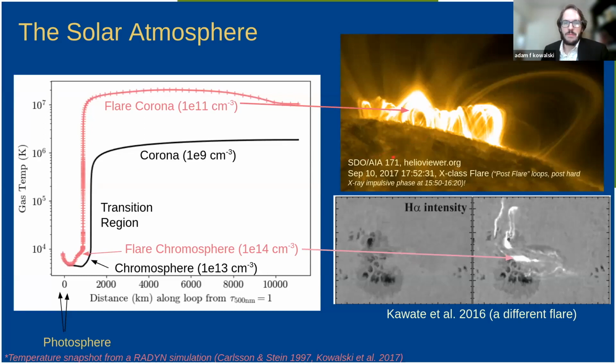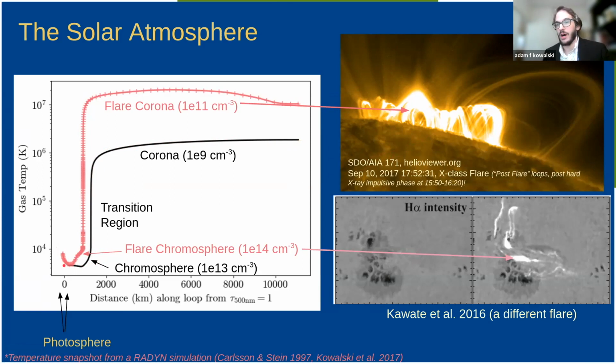So back up a little bit and talk about the solar atmosphere. Before a flare, the corona is very hot at millions of degrees. There's a transition region and a denser chromosphere. Temperatures around 6,000 degrees, temperature minimum region in the photosphere where the visible light originates from.